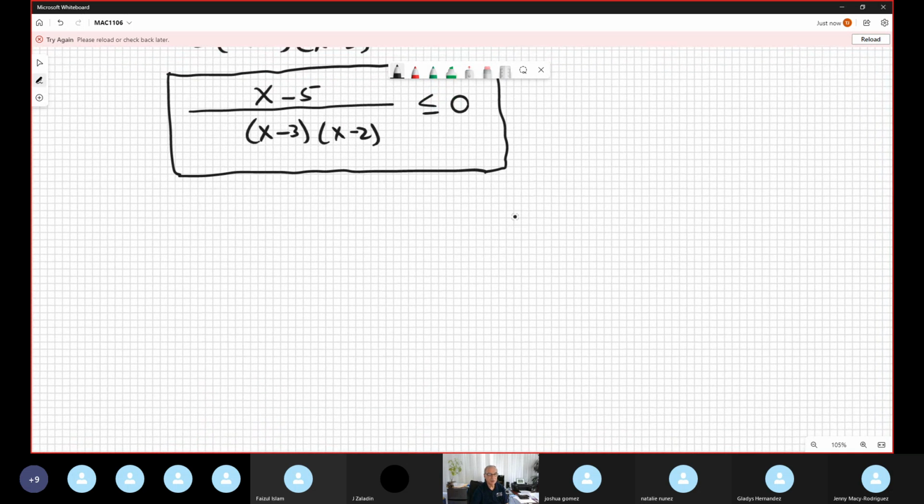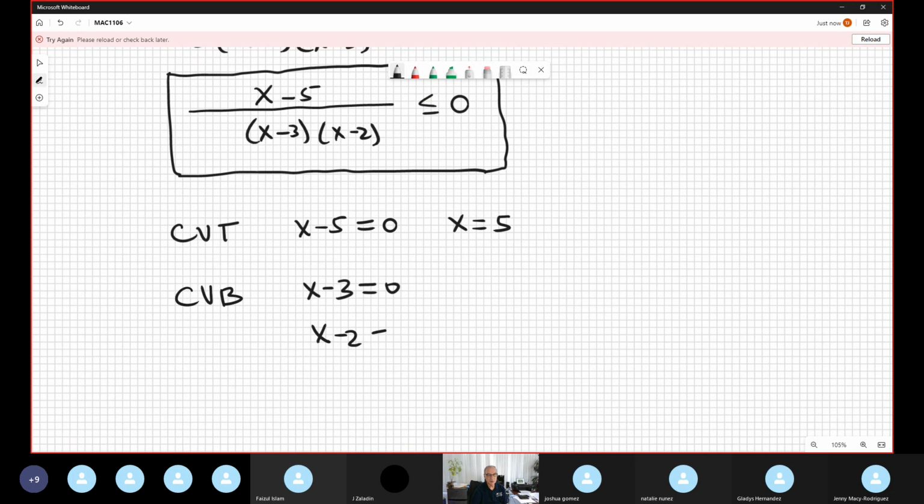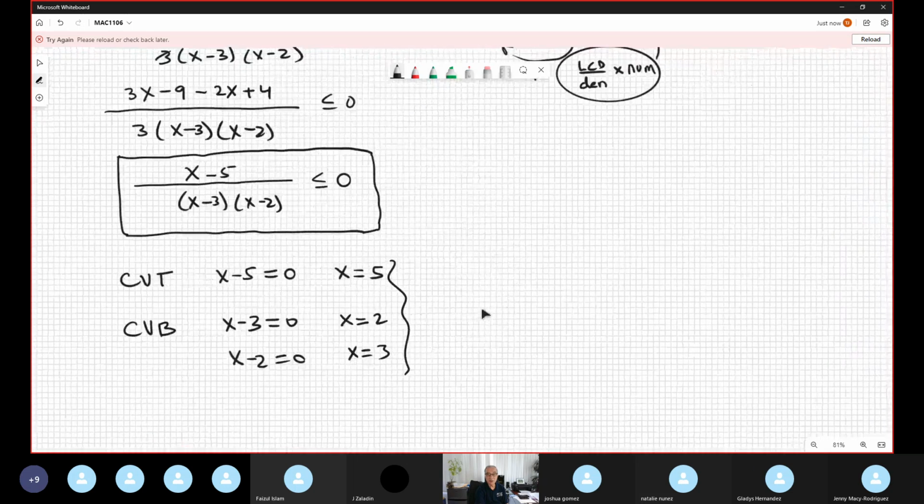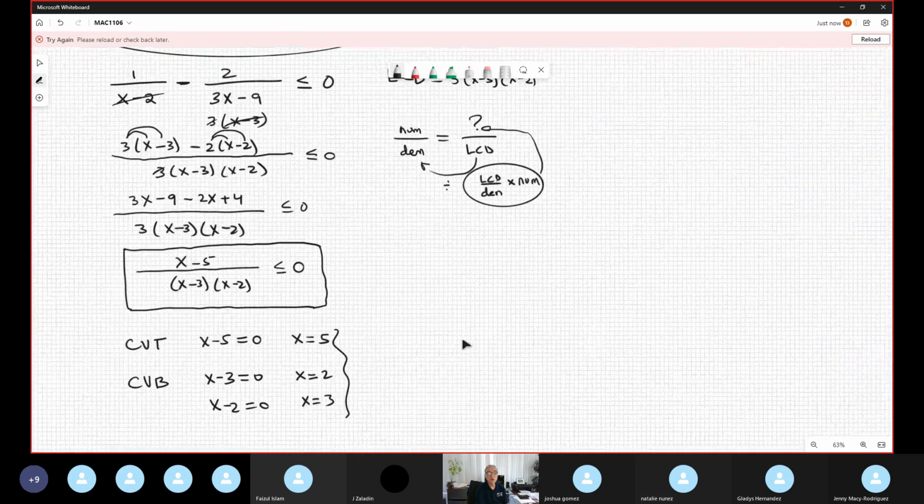So you find the critical values. Critical value top: x minus 5 equals 0, x equals 5. Critical value bottom: x minus 3 equals 0 and x minus 2 equals 0, so x equals 2 and x equals 3. This is the collection of our critical values to help me create the partition on the real number line.